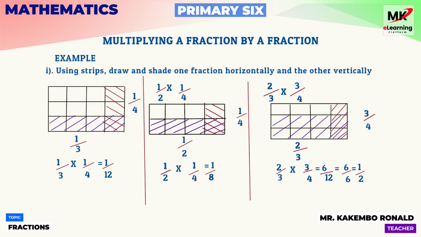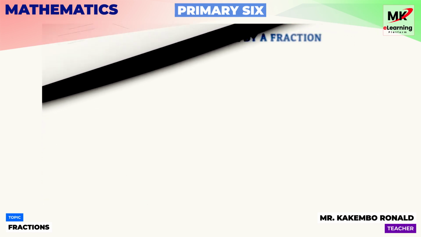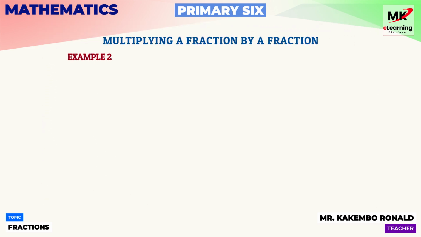So my answer is 6 out of 12. Here you can reduce it. 6 and 12 can be reduced by dividing by the same number, which is 2. It becomes 3 out of 6. Better to divide by 6. You'll get 1 out of 2. Let's look at another example.